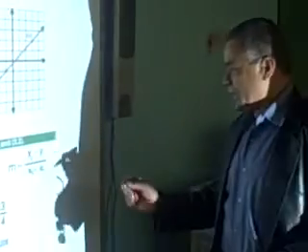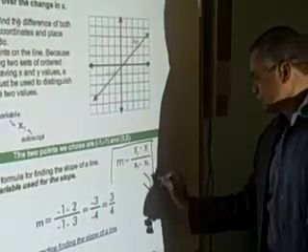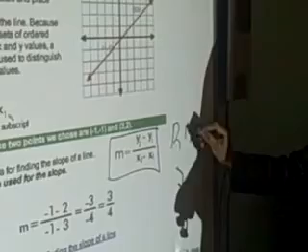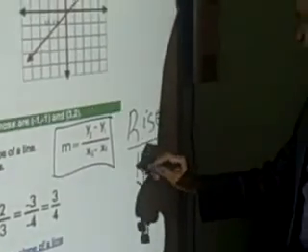In order for us to do the project, we need to find out how we find the slope of the line. As you know, the formula for the slope of the line is right here. Another way is rise over run.